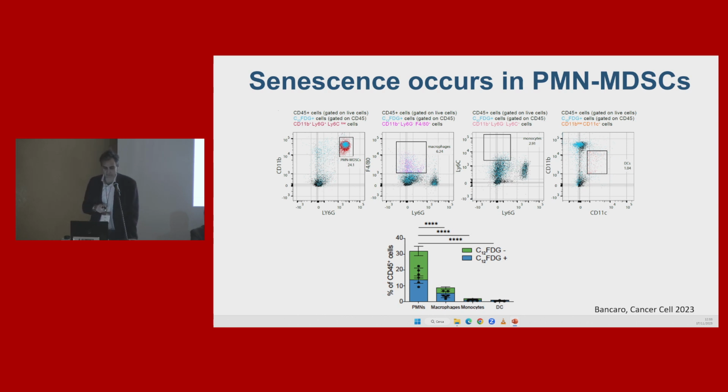So we have now collected very interesting evidence, published this year in Cancer Cell, that demonstrated that paradoxically, these immunosuppressive neutrophils can also undergo cellular senescence. And once they undergo cellular senescence, they can stay in the tumor much longer, up to 1 month, compared to cells which do not undergo senescence.